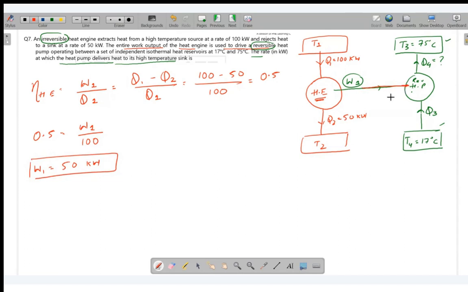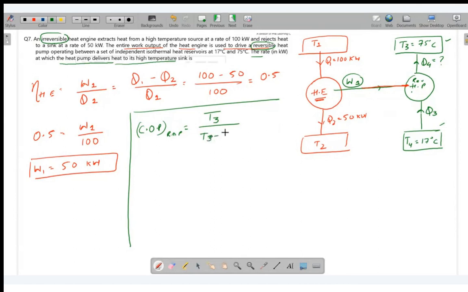Now all this 50 is given to the reversible heat pump. So now I can go to my COP formula. The COP of the reversible heat pump, I can write in the form of temperature: T3 by (T3 minus T4), equal to Q4 by W1. So T3 is 75, which will be 273 plus 75, which is 348. And the difference is 75 minus 17, 58.